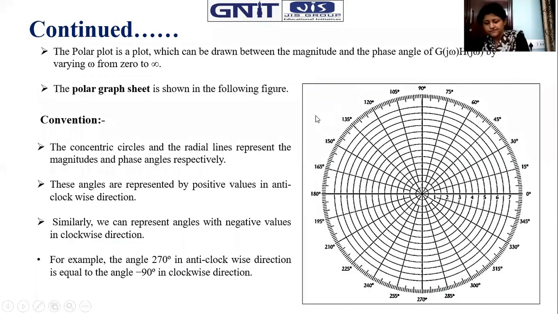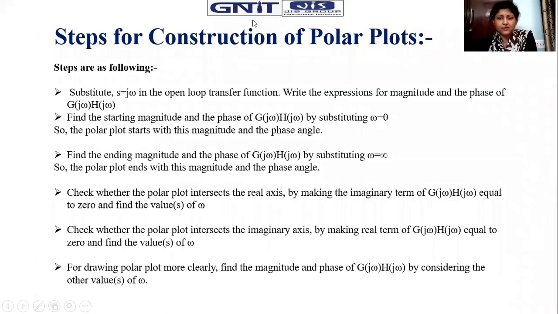Now we will move to the next part: how to represent it and what steps to follow to get the polar graph. Very simple: substitute s equals j omega in the open loop transfer function. What I told you is that the open loop transfer function may be a system representation or a response representation.